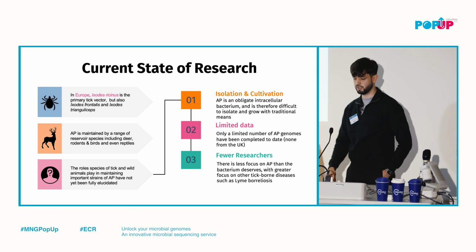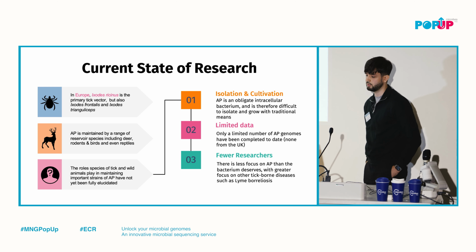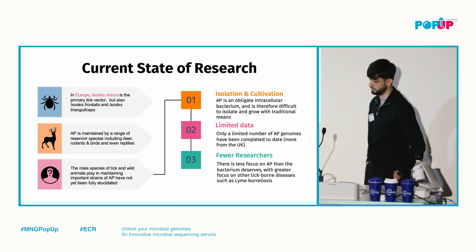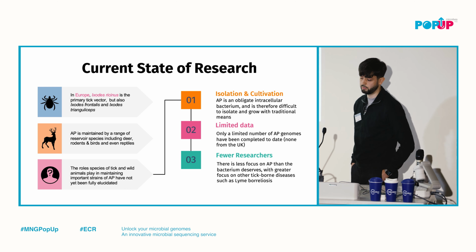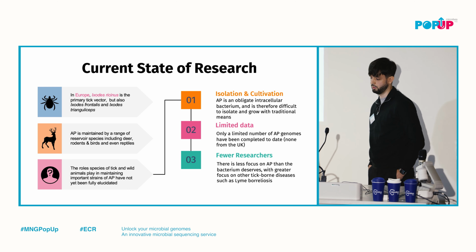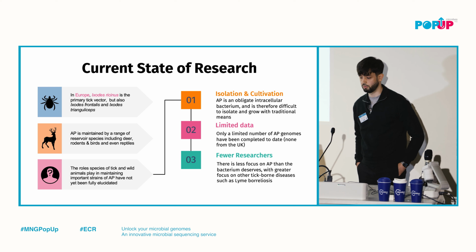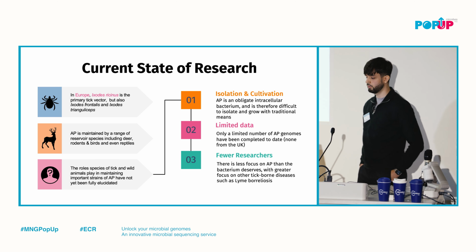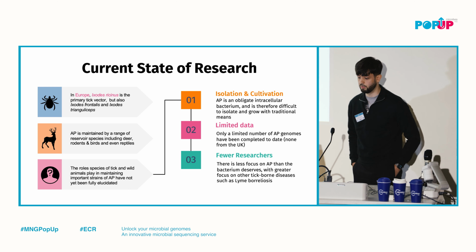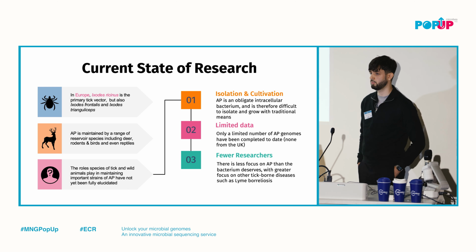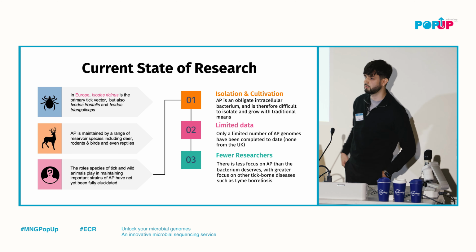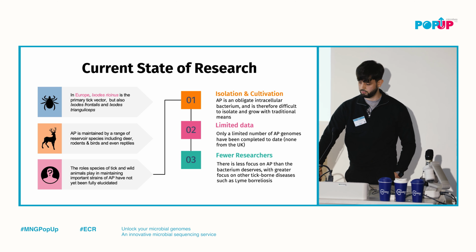There's a number of reasons for this. Firstly, AP is an obligate intracellular bacterium, so it's very difficult to isolate and grow. Secondly, there's a limited amount of data, generally limited in terms of whole genomes. We do work with a lot of single gene data. And thirdly, there's a lesser research drive for this particular tick-borne parasite. You usually see other things like Lyme borreliosis taking a lot more of the attention.